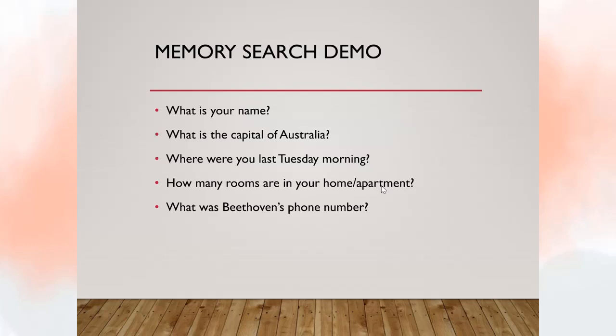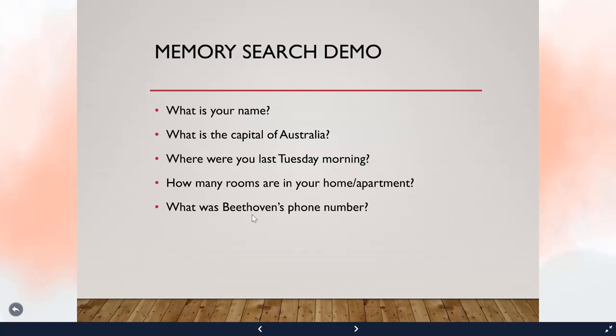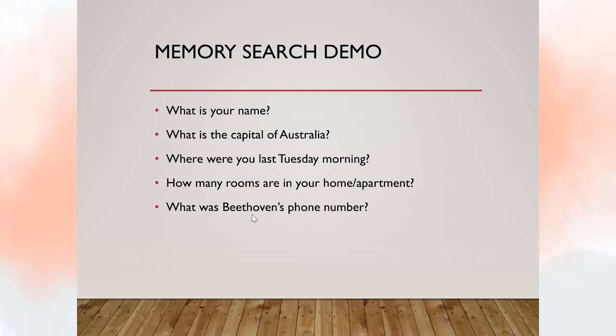What if I were to ask you what was Beethoven's phone number? Well, you'd have some semantic knowledge, and you would know that phones came after Beethoven, so he didn't have a phone, right? That's a point where our semantic memory, our knowledge, can help us understand, like a metamemory kind of concept, that we're not going to have that information in our memory.